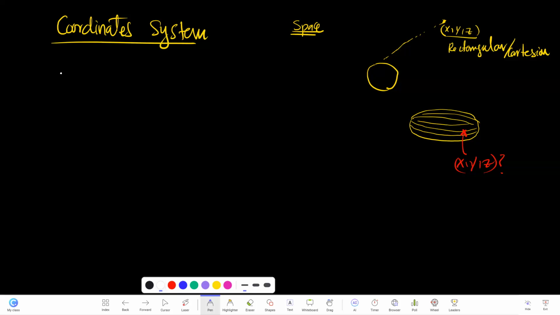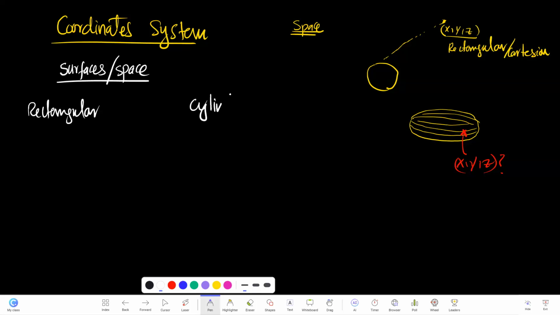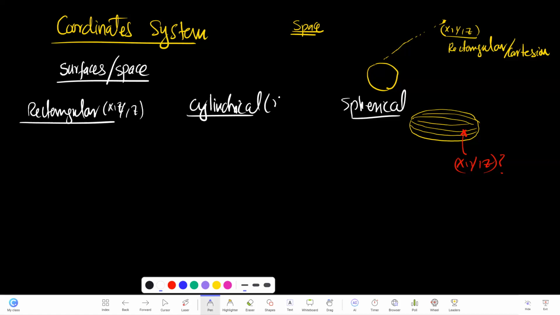When you want to mark surfaces in space, you have three coordinate systems: rectangular, then cylindrical, and then spherical. In rectangular you have x, y, z. In cylindrical you have r, theta, z.